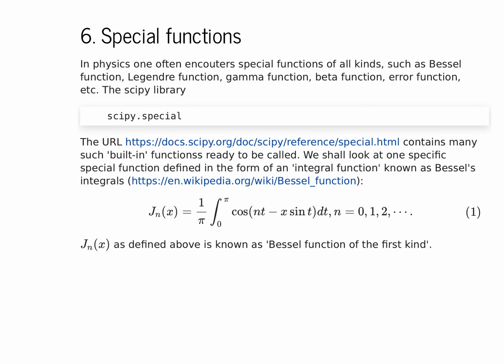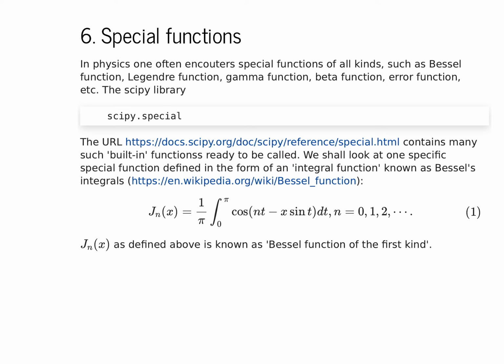In many fields of physics and engineering, we often encounter a category of functions known as special functions. These are particular mathematical functions that have established names and notations due to their importance in applications, such as Bessel functions, Legendre polynomials, gamma functions, beta functions, error functions, and so on. The SciPy library provides a very useful submodule called scipy.special, which contains a wide array of these special functions, already implemented and ready for use.